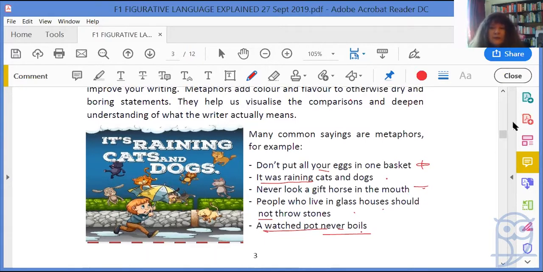Next week we're going to probably have to do another section of this, because we want to look at these 6 figures of speech, and we're going to make sure that you know exactly what they are.